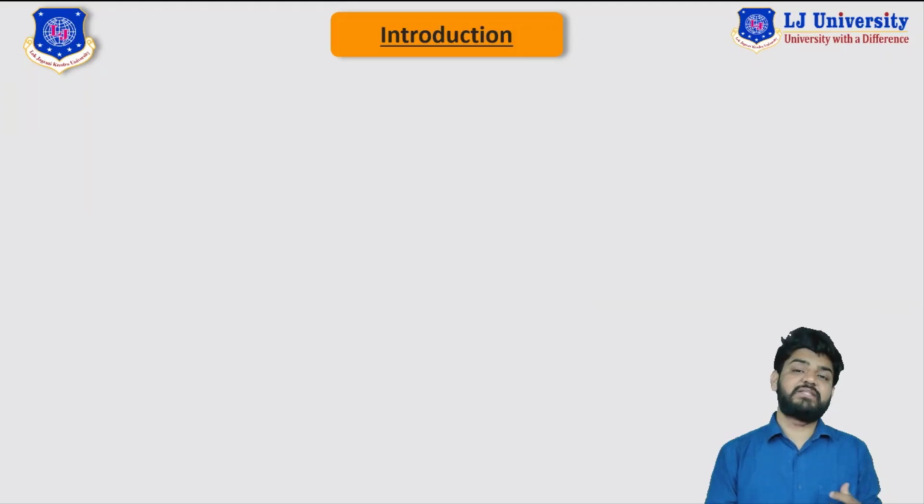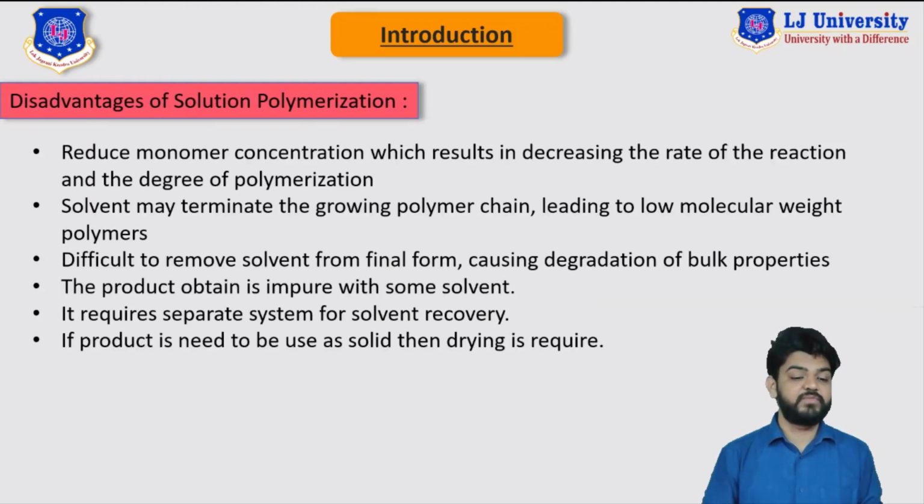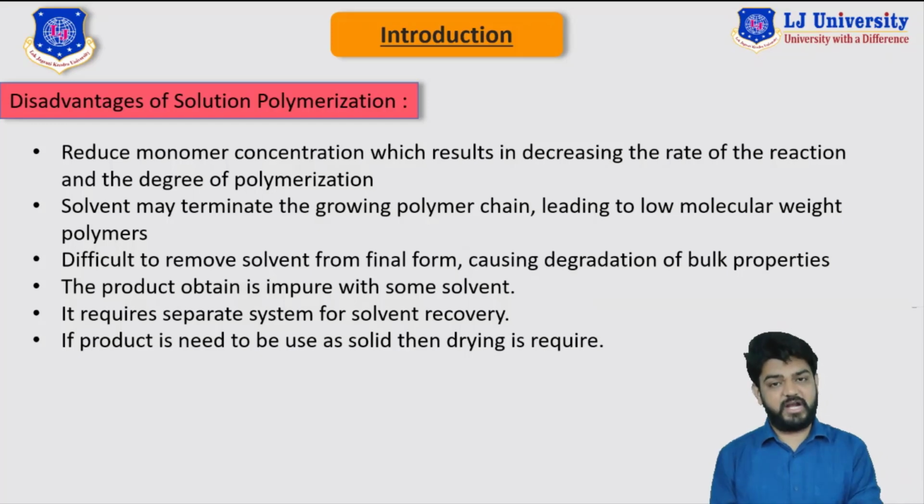Now let's discuss what are the disadvantages of the solution polymerization technique. You can see here, reduced monomer concentration, which results in a decrease in the rate of reaction and degree of polymerization. So by adding solvent to the monomer, we are actually reducing the concentration of the monomer, which ultimately affects the reaction rate of the chemical reaction and reduces it. So we can say that this chemical reaction in solution polymerization is slower compared to other techniques, right? So we are compromising the chemical reaction rate when we use this solution polymerization technique.